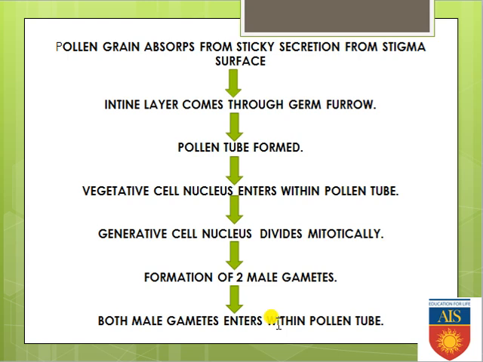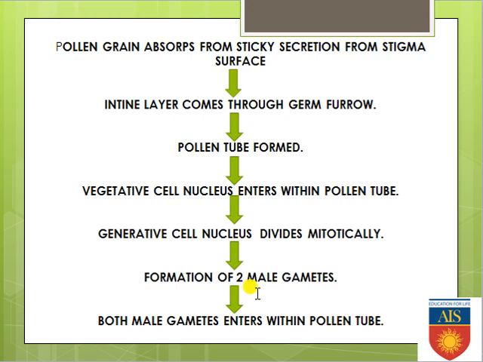So first of all, when the vegetative and generative cell has been separated by the help of the callose wall, after that when the pollen tube has been formed, then the vegetative cell nucleus will actually enter within the pollen tube at first, and then following the vegetative cell nucleus, the generative cell is also getting divided into 2 male gametes, and those male gametes will be entering within the pollen tube by following the vegetative cell.